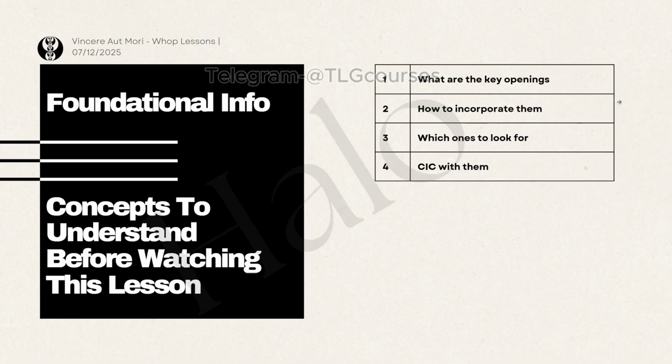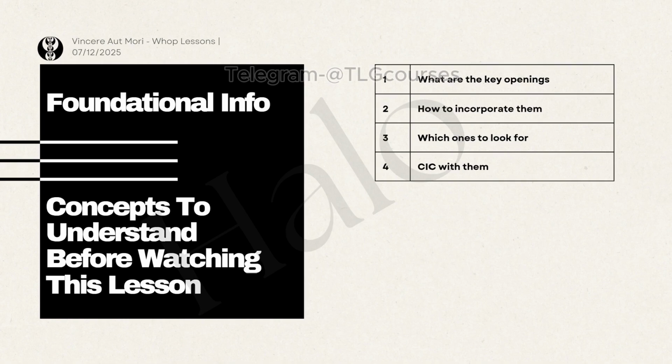So the foundational information that I'm going to be covering in this video: what are the key openings, how to incorporate them, which ones to look for, cracks and correlations with them, right? This is a multi-part video. By multi-part, I don't mean part one, part two. I mean there's a lot of moving parts within this video that bounce off of one another, right? So it's better if you use all of them in conjunction with each other and implement them into your trading. So please pay very close attention.